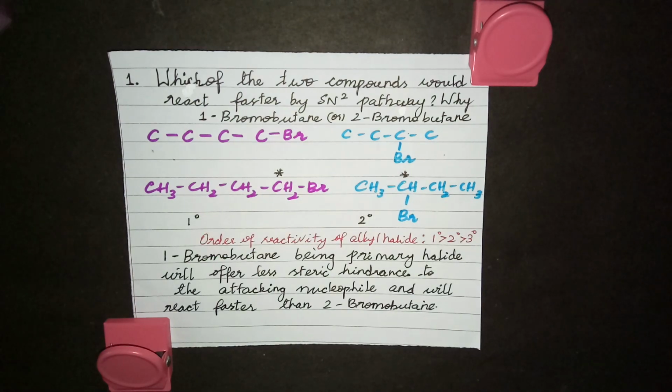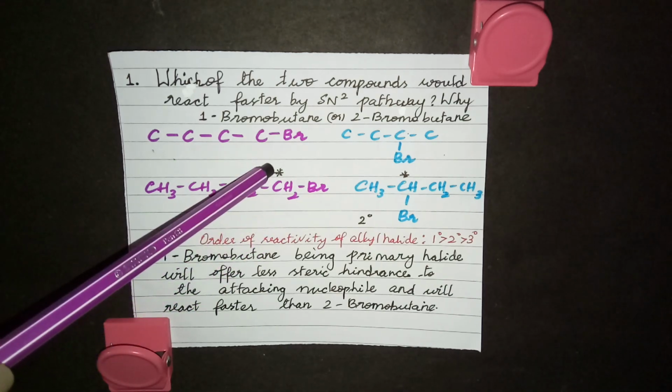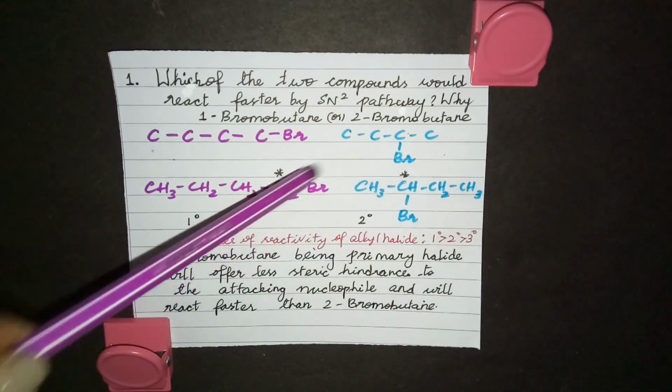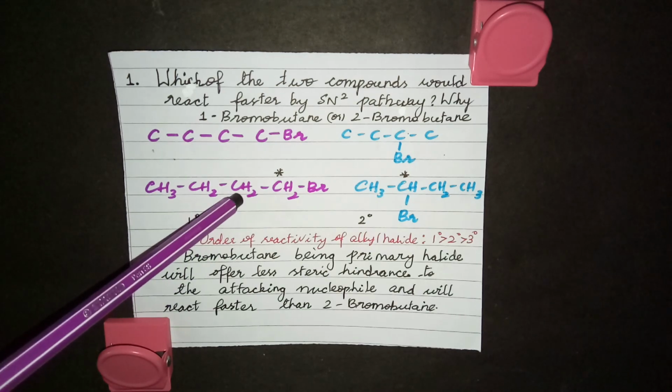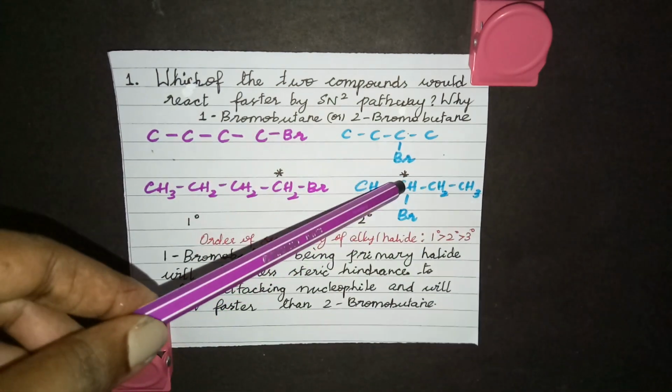Now, which is the alpha carbon? The carbon to which the halogen is attached. So this is the alpha carbon and here this is the alpha carbon. This alpha carbon has 1 carbon neighbor, so this is primary. This alpha carbon has 2 carbon neighbors, so this is secondary.